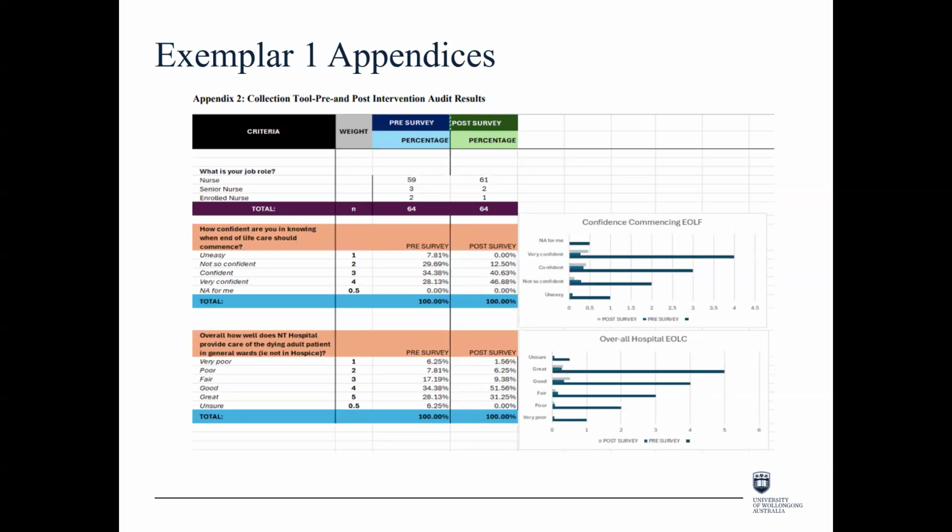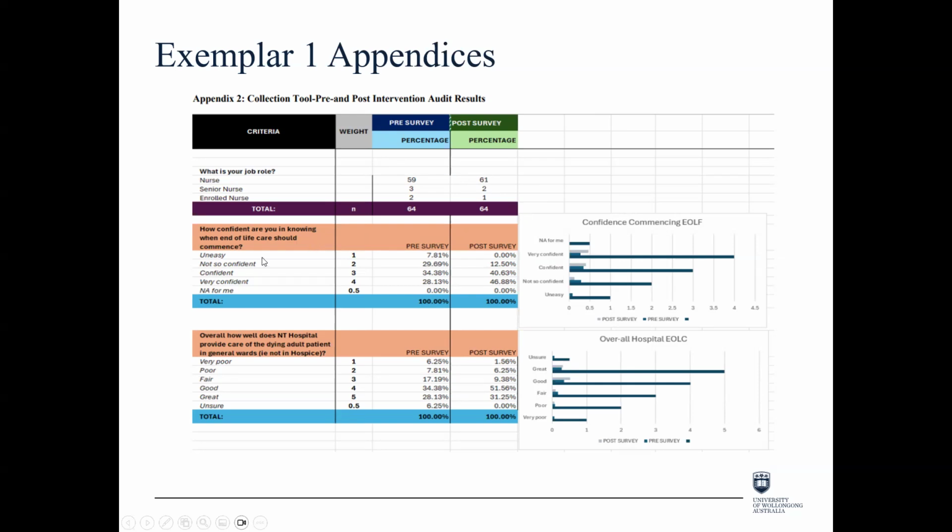So this person has their demographics: 59 nurses completed the pre-survey, 3 senior nurses and 2 enrolled nurses, and then in the post-survey they had 61 nurses, 2 senior nurses and 1 enrolled nurse. If you wanted to do inferential statistics for this, we'd have to say that this was unpaired data, because these numbers are different. There are clearly different people that have completed the pre and post surveys.